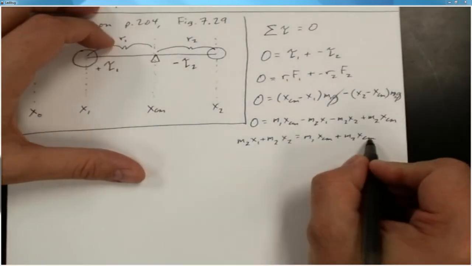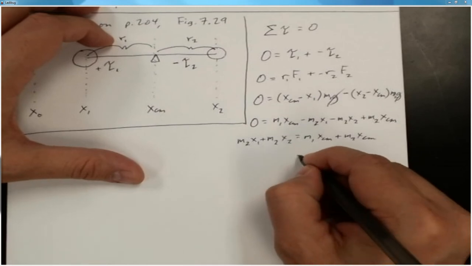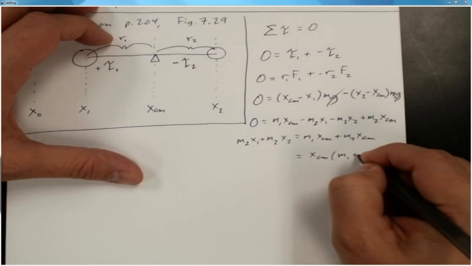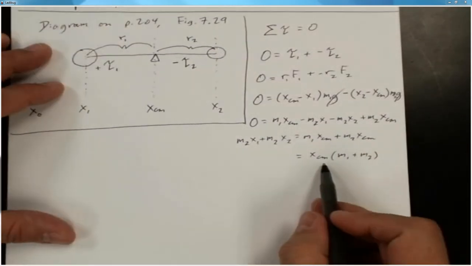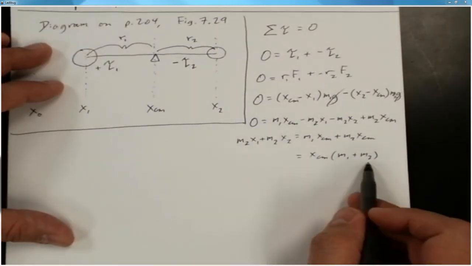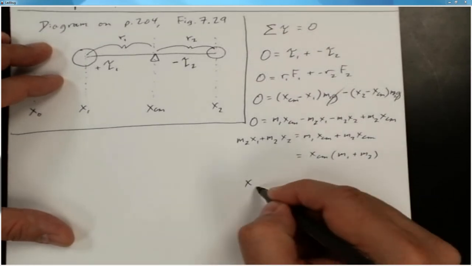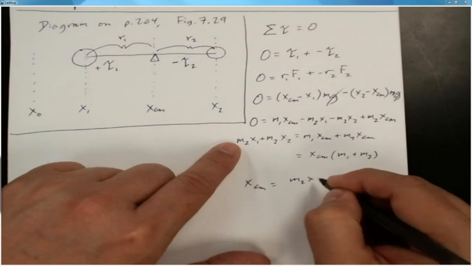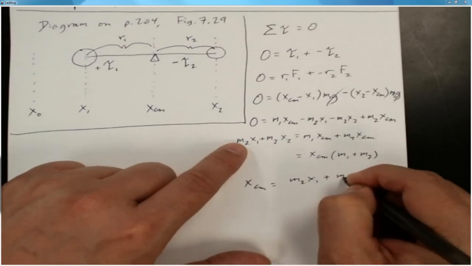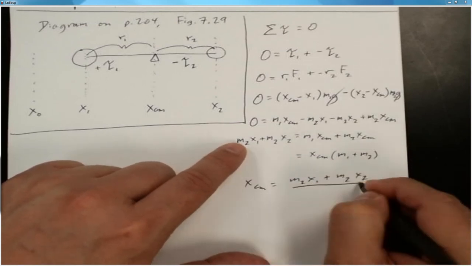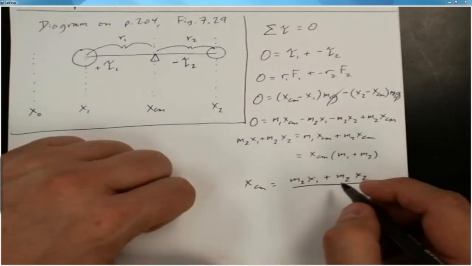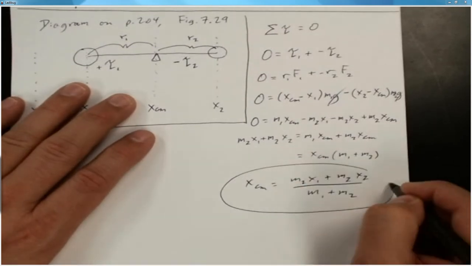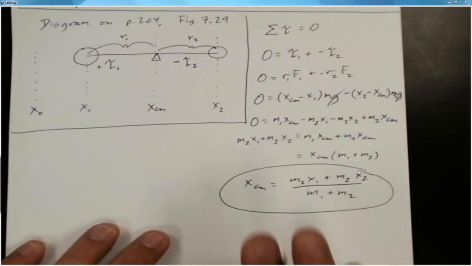Since I have x sub cm in both terms, I can pull it out. So this becomes x sub cm multiplied by m1 plus m2. I can divide both this side and this side by m1 plus m2. I'll get x sub cm is equal to m1 x1 plus m2 x2 divided by this chunk that I divided on both sides, m1 plus m2. That is the derivation for how to find the center of mass.